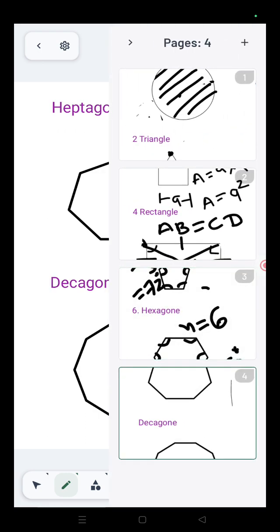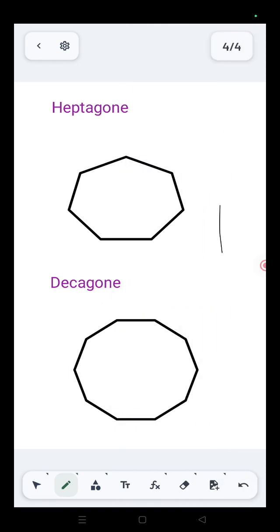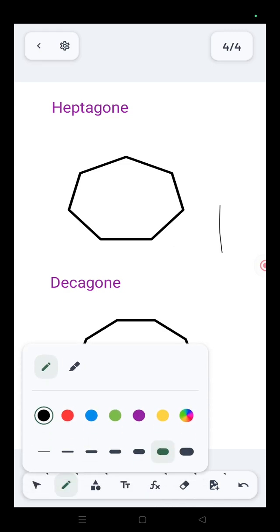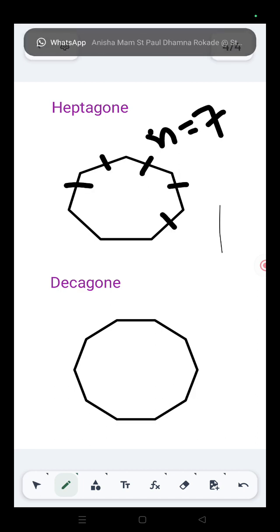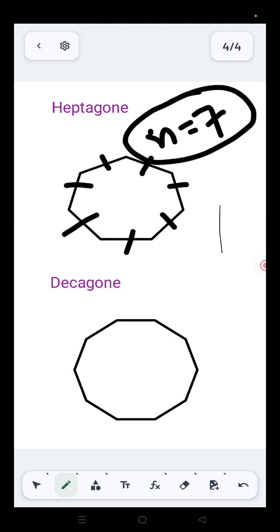Come to the next. Similarly, heptagon. There are 7 sides. How many sides are there? 7. So n equal to 7. You can count this: 1 2 3 4 5 6 7. So in a heptagon there are 7 sides. Similarly, in an octagon there are 8 sides. In a nonagon there are 9 sides.